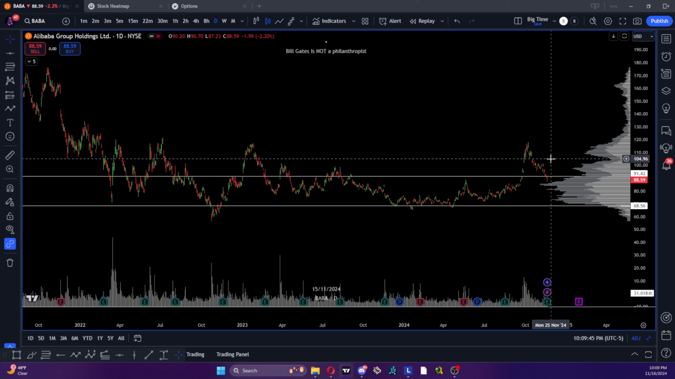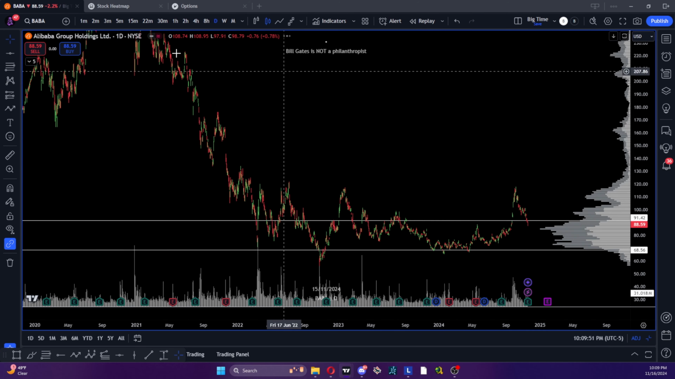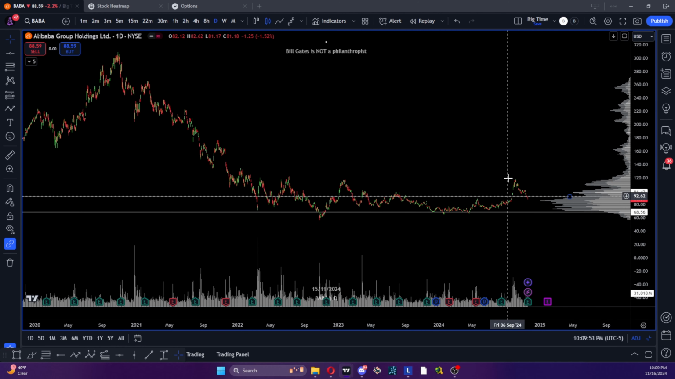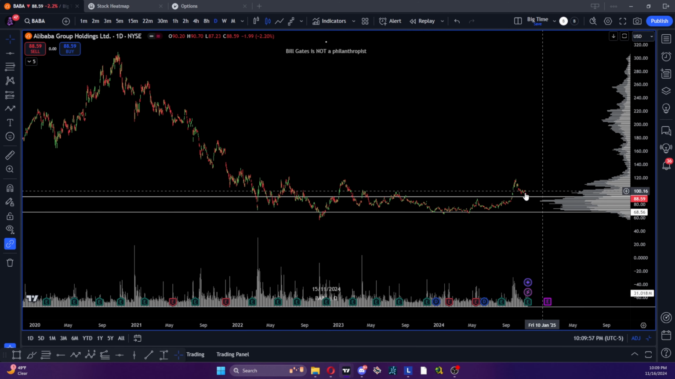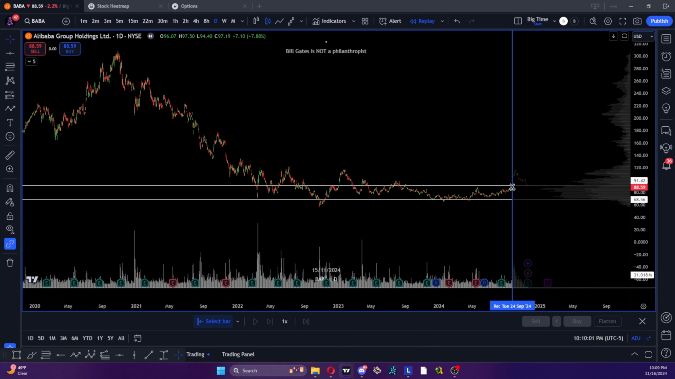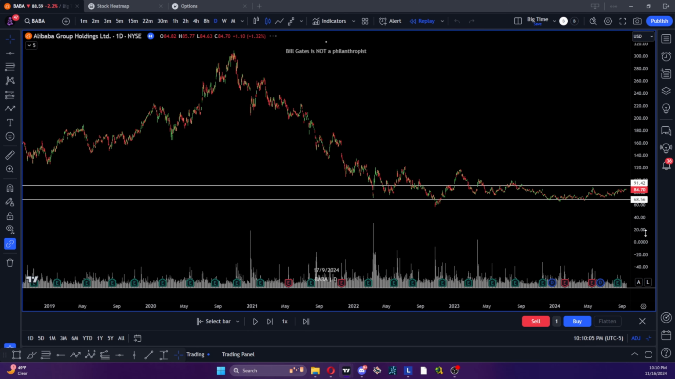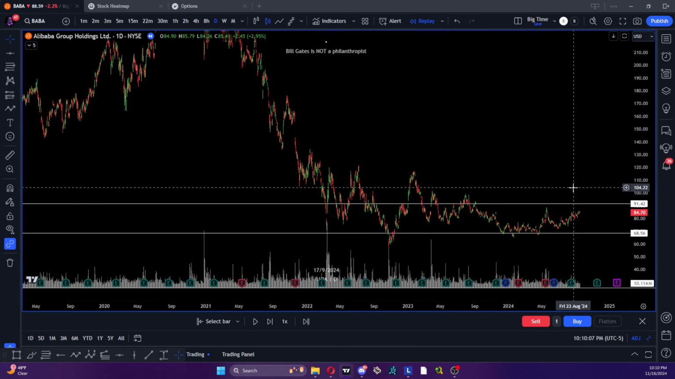Does one use 2 hours and 5 minutes? Yeah, you could see here, if you zoom out on Baba, look at the immense volume gap, right? Prior to this rally, you guys see this huge rally that happened with Chinese stocks. I'll show you how the VRVP was.